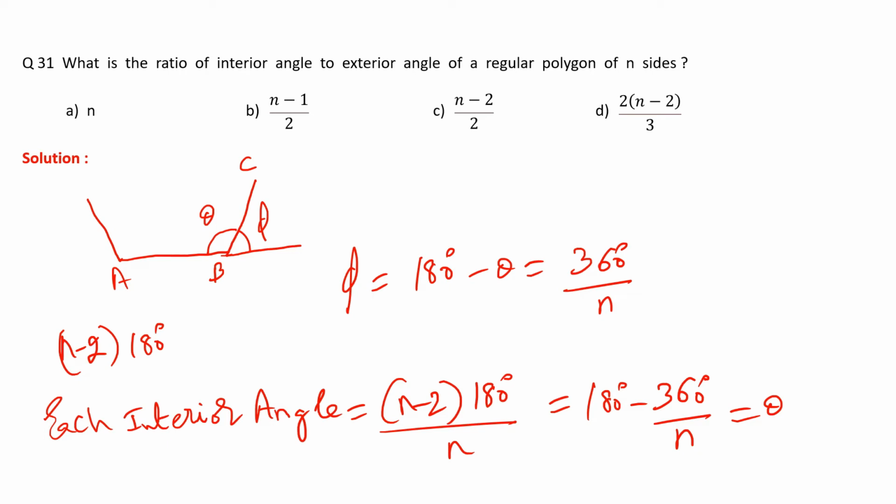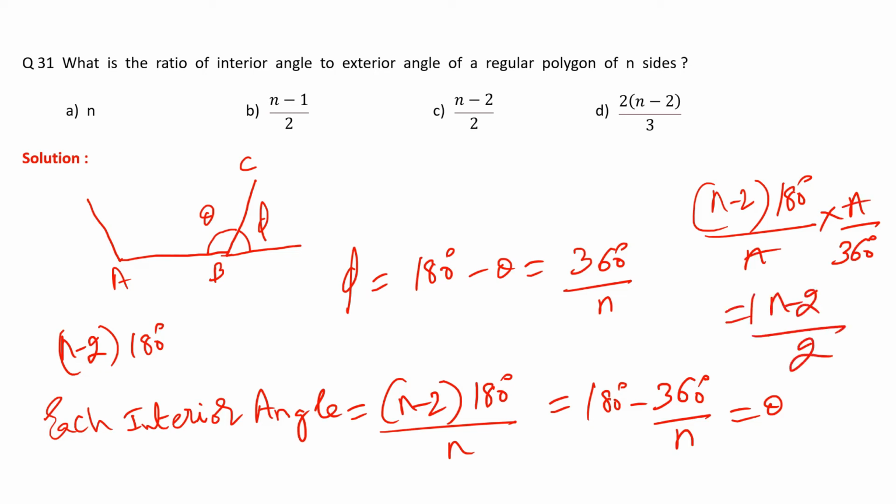So now we have to calculate their ratio, interior angle upon exterior angle. So it becomes (n minus 2) into 180 degrees by n divided by 360 degrees by n. So it is going to be (n minus 2) into 180 degrees by n into n upon 360 degrees. So just do the simple calculations, you'll be getting (n minus 2) divided by 2. So that means C is the right answer. Now we move to the next problem.